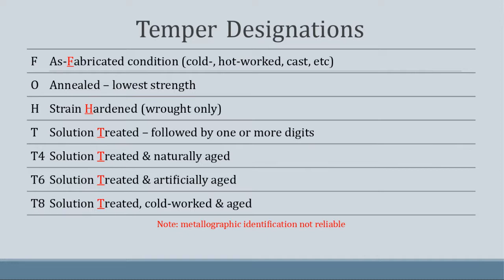Then you have your T designation. Typically, your T designation is your precipitation hardened condition. So it has gone through a heat treatment, whether it's naturally aged, artificially aged, or cold worked, then aged. Those are some of the differences in the designations that you'll see. The very most common aluminum alloy is a 6061 T6 alloy.